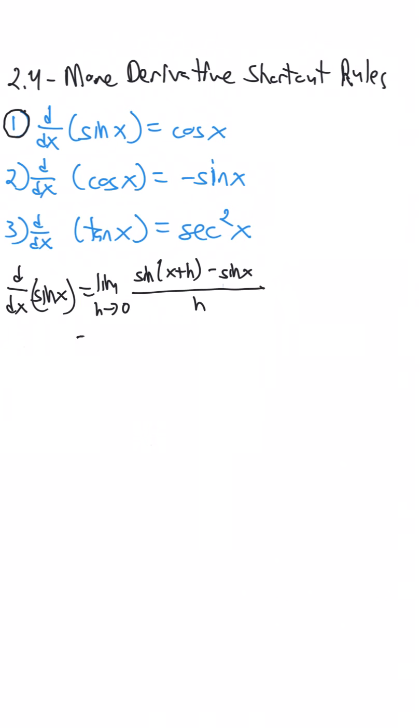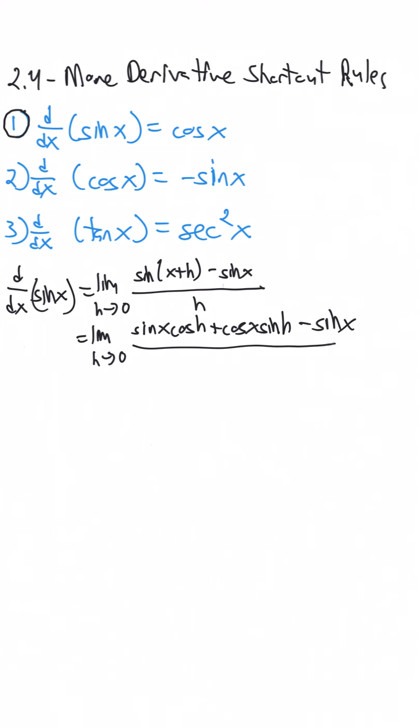Now we can rewrite this indeterminate form by expanding sine of x plus h. Do you remember how to do this? That's a pre-calculus formula: sine of x cosine of h plus cosine of x sine of h. Okay, that minus sine of x over h. You have to use that pre-calculus formula we learned.